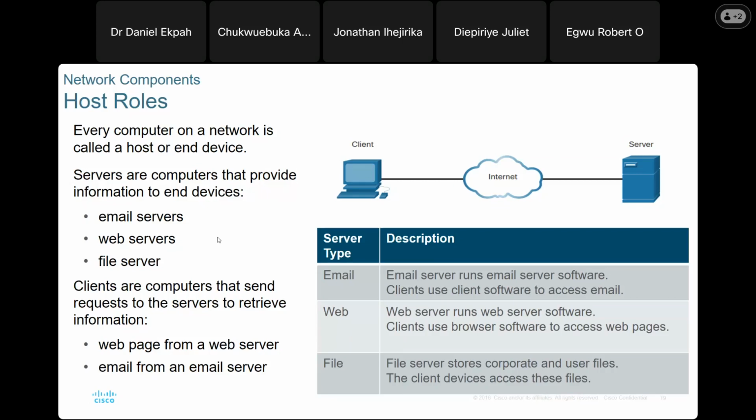Sometimes we think servers are some kind of special devices on their own. Servers are actually computer devices like your own. If you have a personal computer, your computer can act as a server. The only difference between a server and a host or any device is that the server is the one providing the information. When you browse the internet, you download data from the server. We have email servers, web servers, and file servers. Clients are computers that send requests to servers to retrieve information. A web page from a web server, or email from an email server, are examples. Those are the different types of server, like I mentioned earlier.